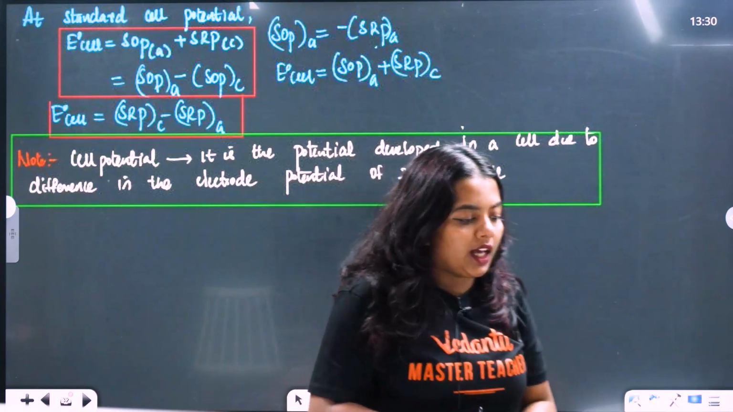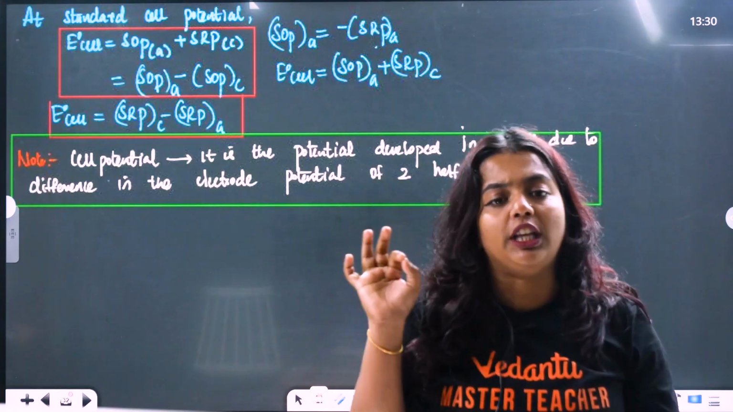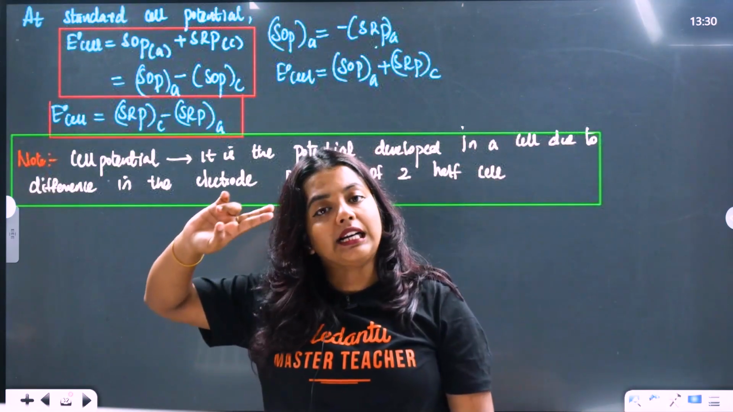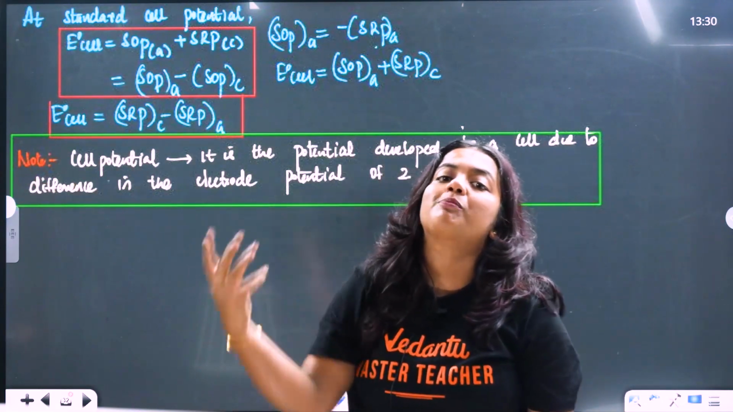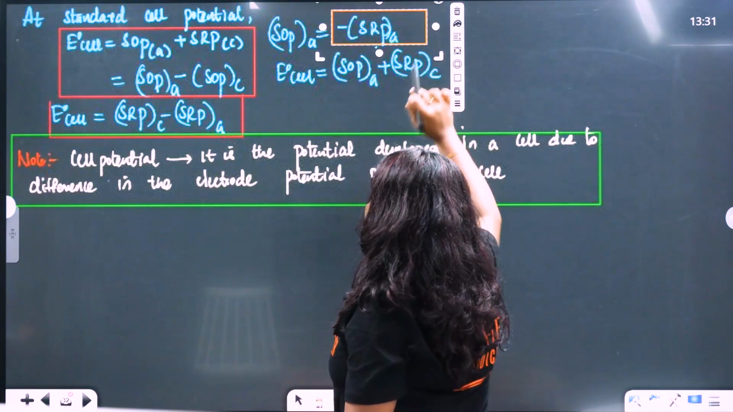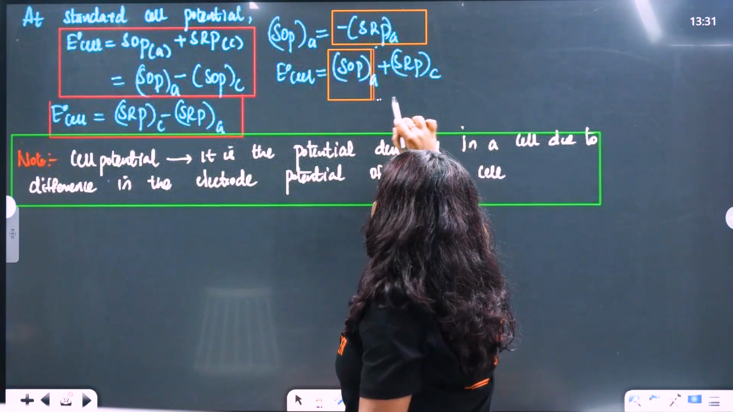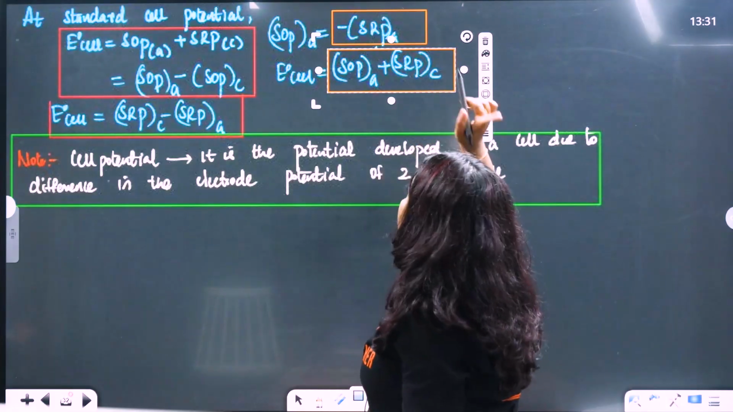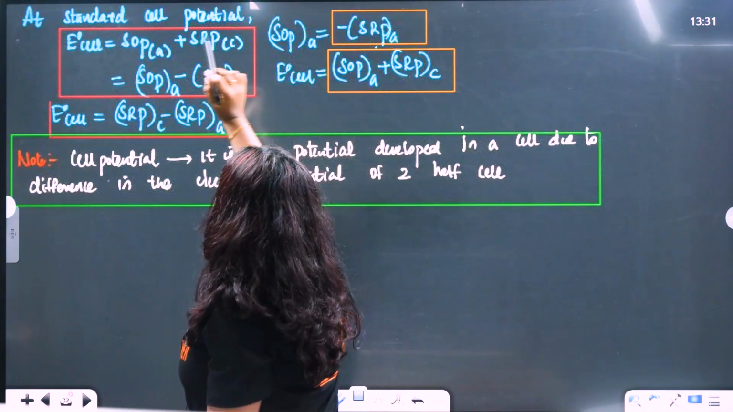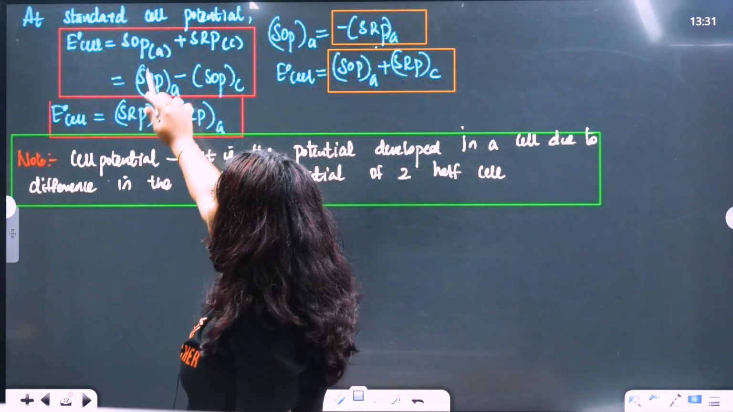Think about it: at the anode, we know they will be undergoing oxidation only. At the anode, they undergo oxidation potential. But if reduction happens there, it will be the minus value of the particular potential. At the anode, oxidation is what happens, but if reduction happened, it will be the minus value of the standard reduction potential. E0 cell is equal to standard oxidation potential of anode plus standard reduction potential of cathode. If we put the value of standard oxidation potential of anode as minus standard reduction potential of anode, it comes here.